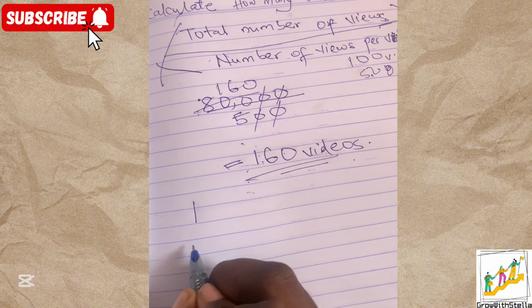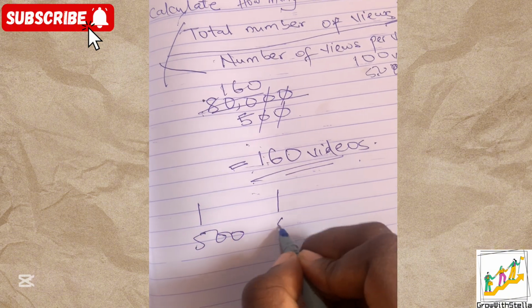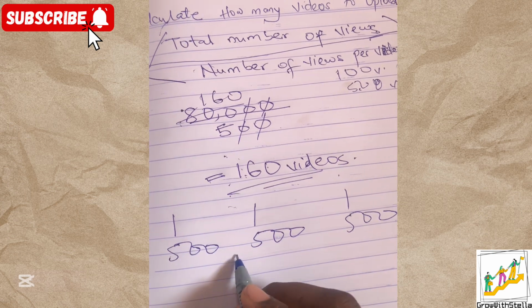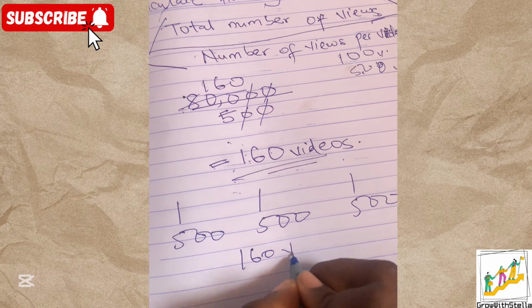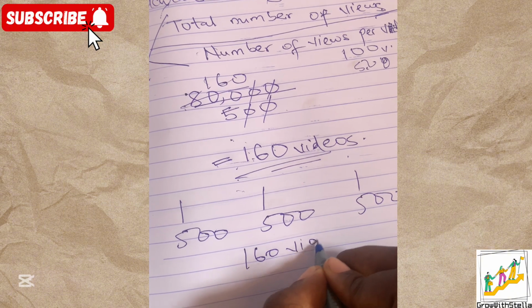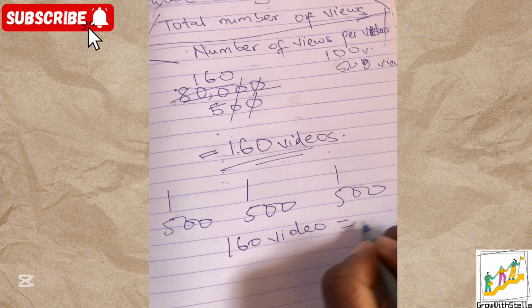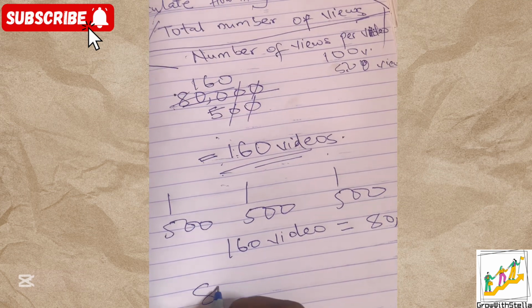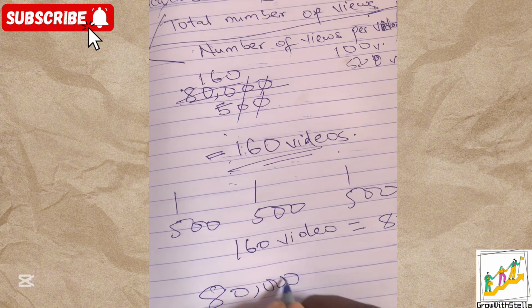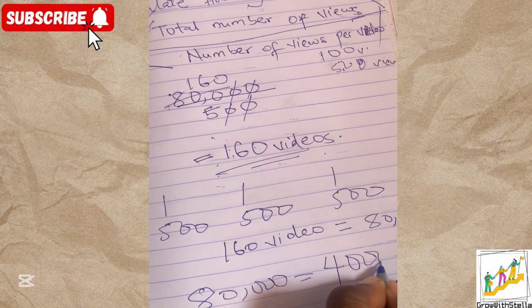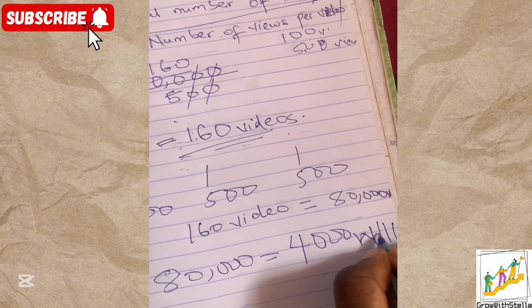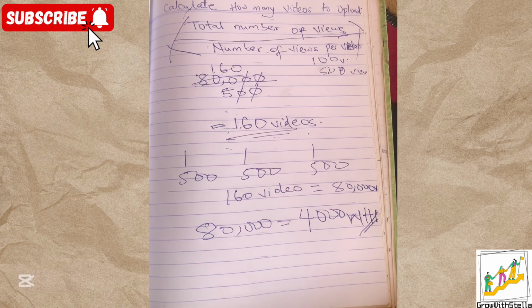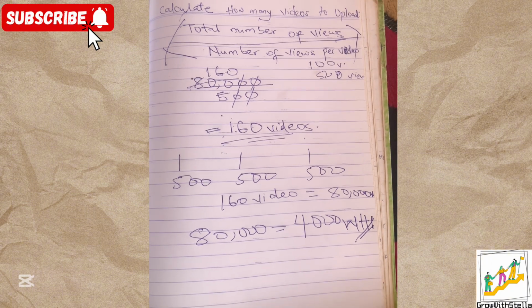Like if you post one video, 500 views, post another video, 500 views, post another video, 500 views. So you need to post 160 videos to be able to get this 80,000 views. And when you get 80,000 views, it equals what? 4,000 watch hours. Simple. It's as simple as that. This calculation is not hard.